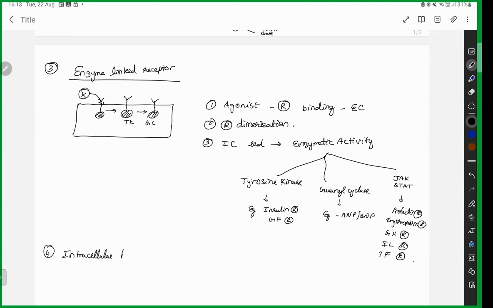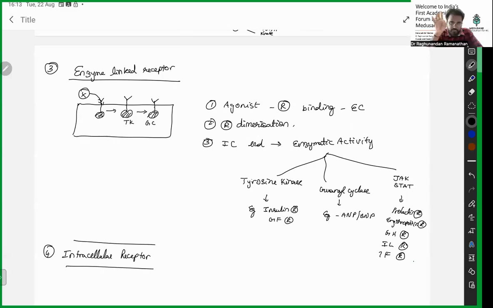intracellular receptor. Okay, so put your pens down. All the receptors we have seen so far are extracellular receptors. Are you all agreeing with me? Now we are going to see an intracellular receptor.